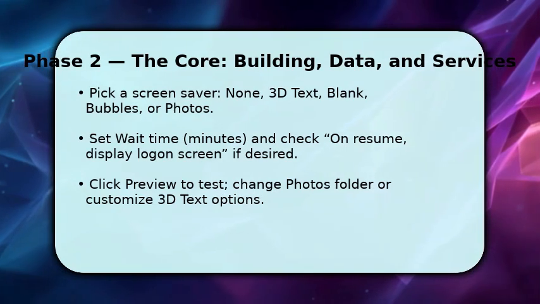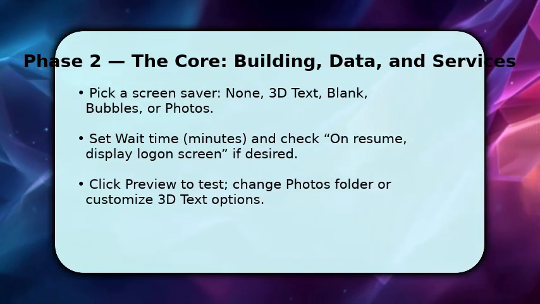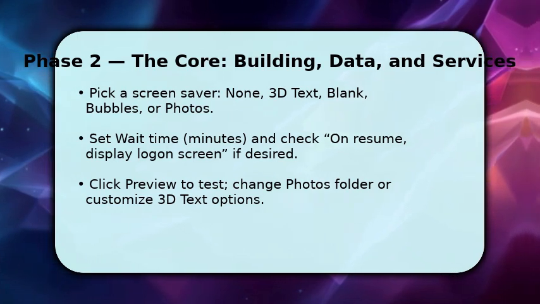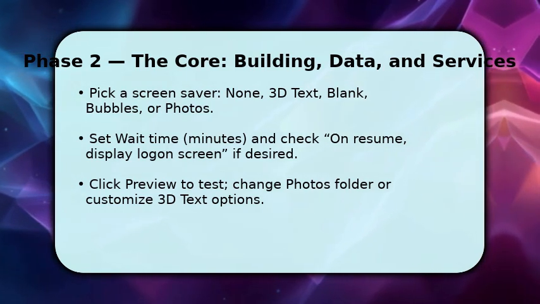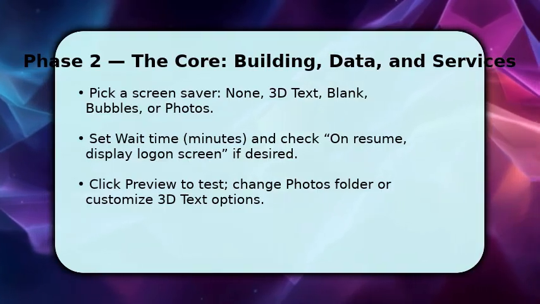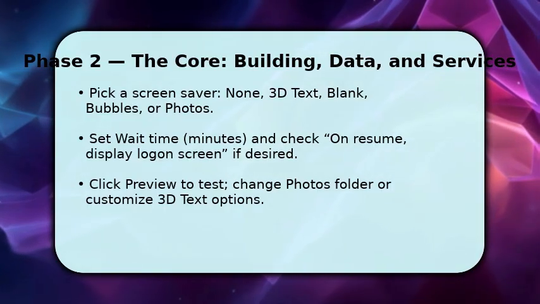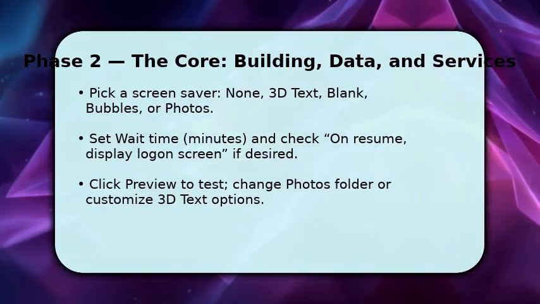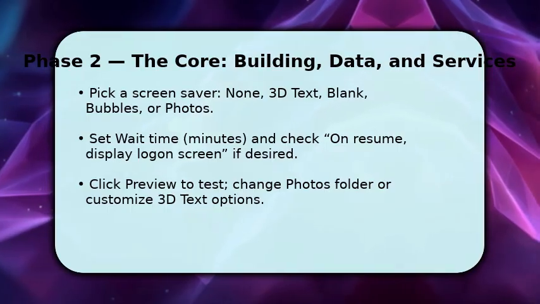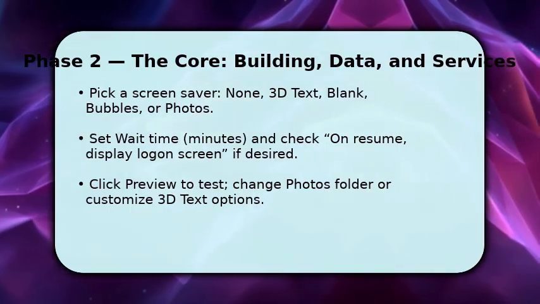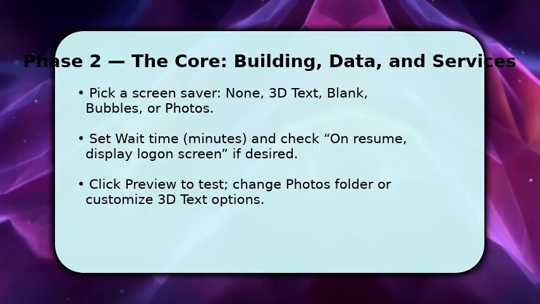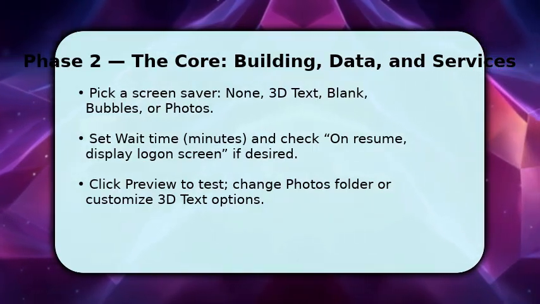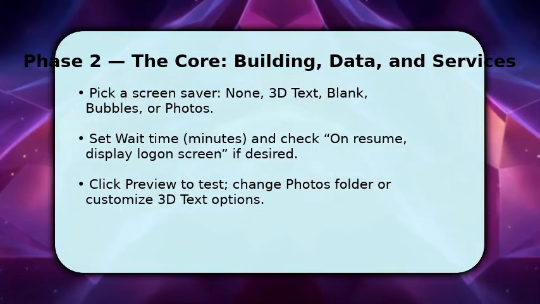Now you'll select and fine-tune the screensaver. Choose an option from the drop-down: Photos if you want images, 3D Text for custom text, or Blank for a simple black screen. Then set the wait time in minutes. Lower values activate sooner, higher values save battery. If you want security, enable On resume, display logon screen so a password is required. Click Preview to verify behavior and adjust photos, folder, or 3D text settings until the preview looks right.